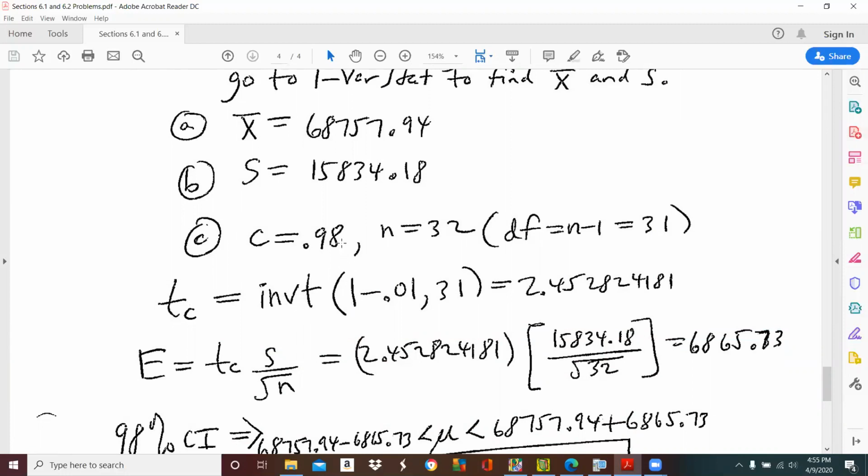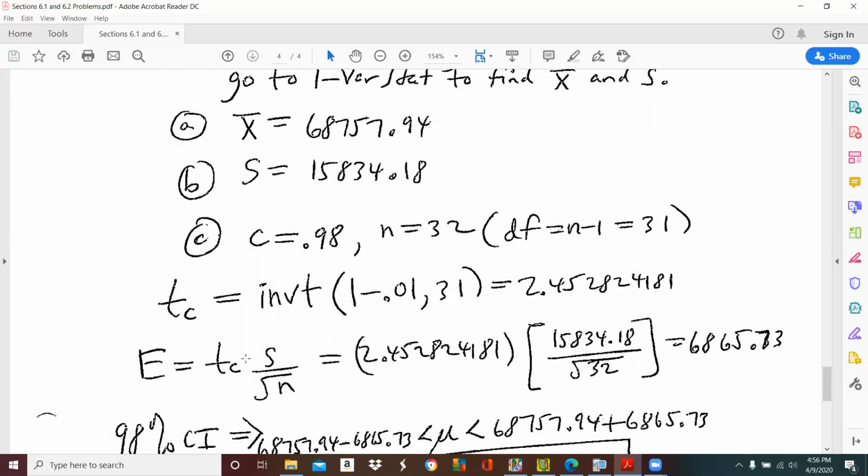If it's 98% confidence, that means the middle area under the t curve is 0.98. That means there's 2% left, 0.01 on the left and 0.01 on the right. That means the area to the left of the critical value is 1 minus 0.01, which is 0.99. Degrees of freedom is 31. And when we put that into our calculator, we get 2.542824181. That's our critical value.